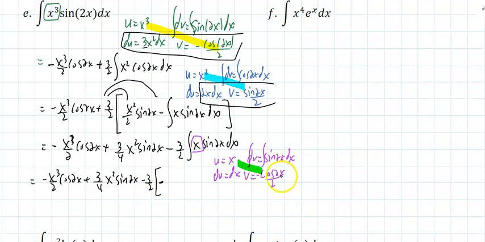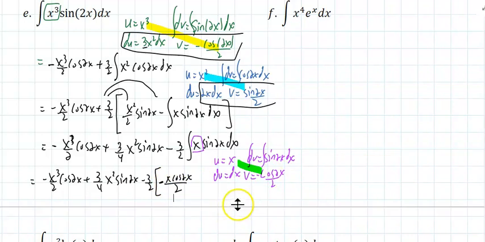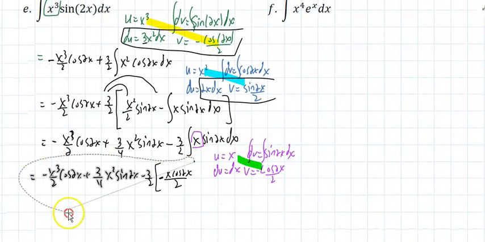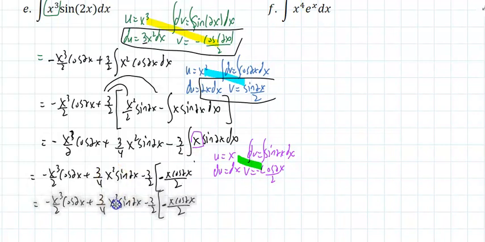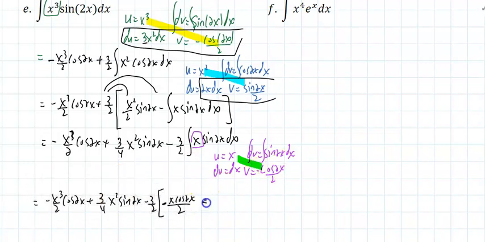negative x cosine of 2x divided by 2. Minus the integral of v du. Well, you notice there's a negative there. Negative times a negative is a positive. I'll take the 1/2 up front, and I have a cosine of 2x dx.